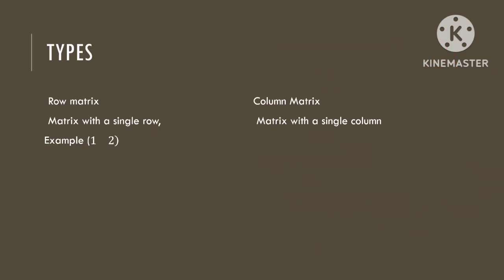Types of matrix. Okay. First one is row matrix. What is the meaning of row matrix? It means a matrix with a single row. For example, one matrix, I'm giving the name A is equal to 1, 2. It means it is having a single row. Okay.